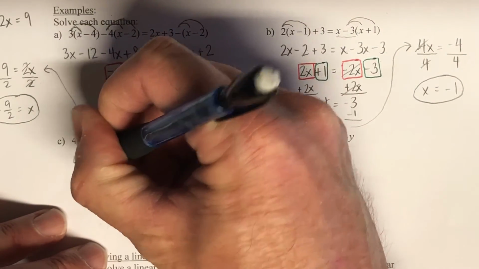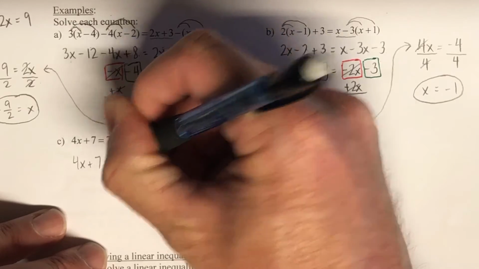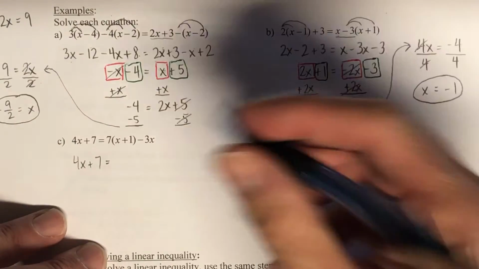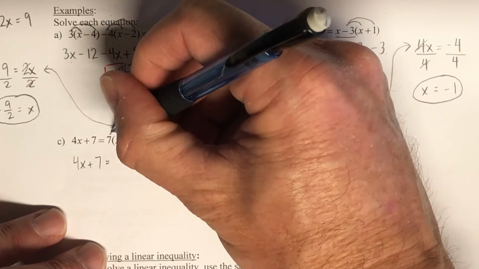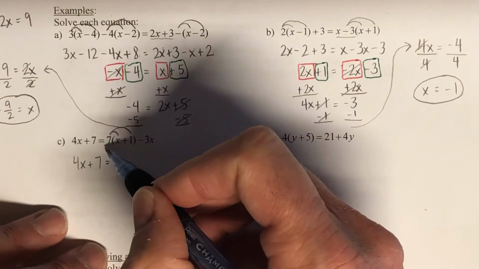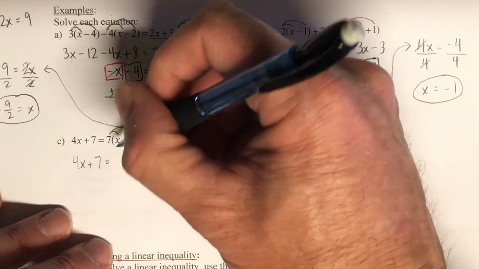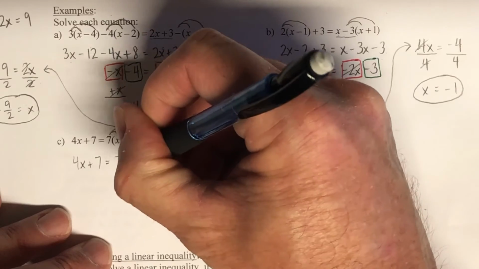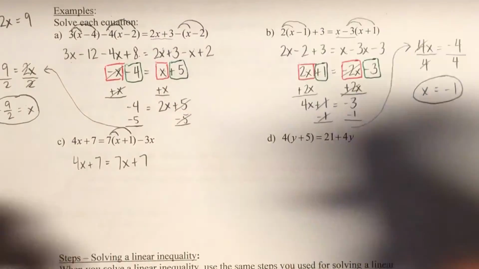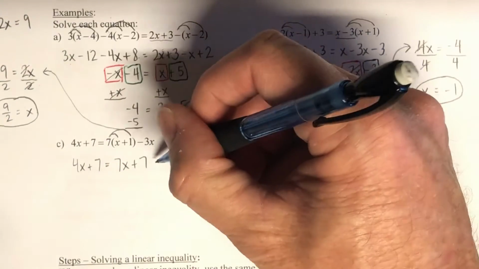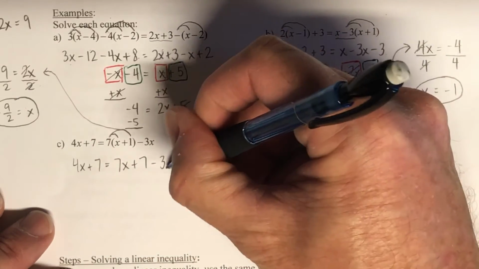So the first thing we do is to realize that we got to clear out our parentheses by distributing out the 7. There's nothing to distribute over here because there's no parentheses on the left side of the equal sign. Distributing the 7, we get 7 times x and 7 times 1. And then the minus 3x is separate there.